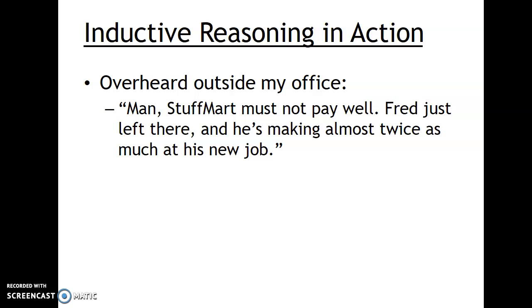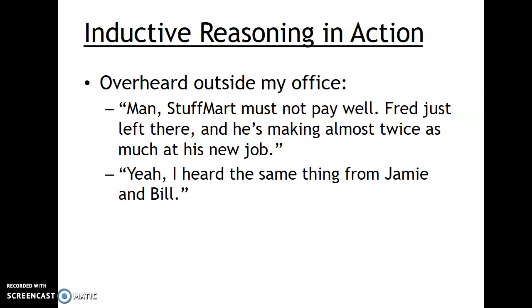They used what's happening with Fred to draw a generalization about what's happening at Stuff Mart. So this is inductive reasoning. I wouldn't call it particularly strong inductive reasoning since we've only got this single example, but that's what's going on.